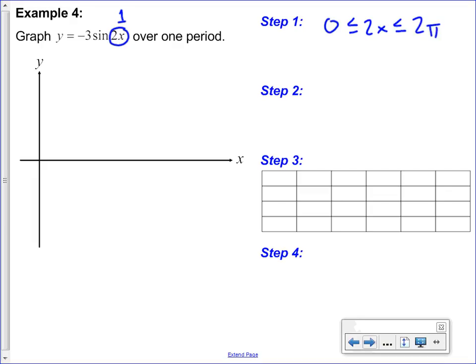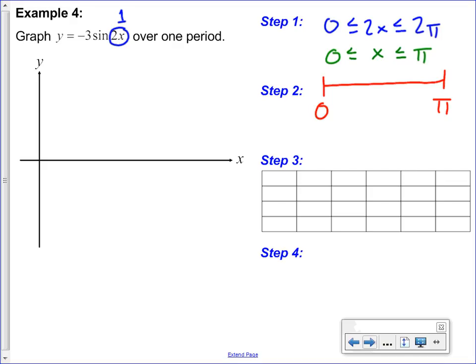Then divide by 2. We kind of did this one, didn't we? When you divide by 2, you're going to get 0 and pi. Very good. Then, step 2 are your intervals. So 0 to pi is our interval.